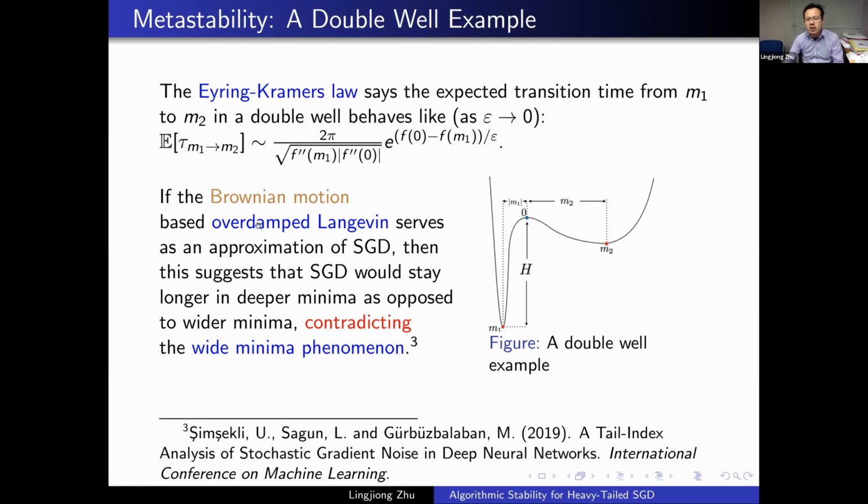So basically, if the Brownian motion-based overdamped Langevin serves as an approximation of the SGD, that suggests that the SGD will stay longer in deeper minima instead of those wider, flatter minima. And that contradicts the wide minima phenomenon. So that's the argument used in this paper to argue that Brownian motion noise is not a good approximation to the gradient noise.